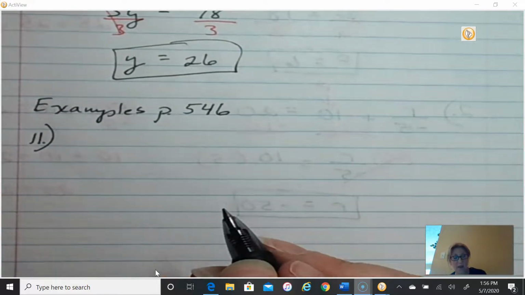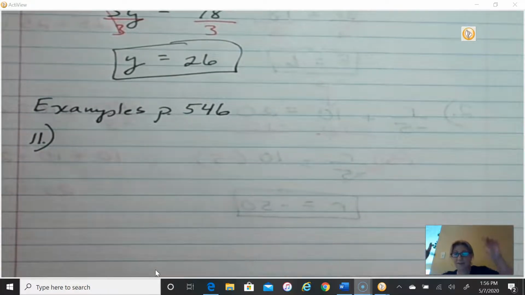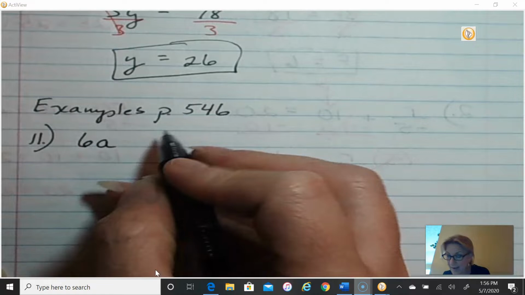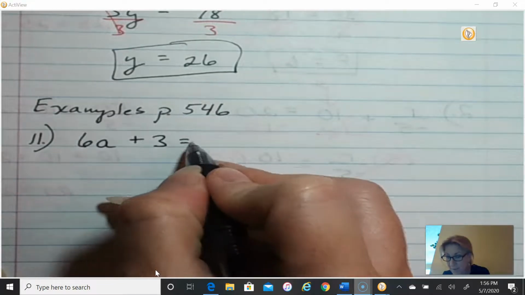11. Let's go. I'm only going to do 4 more problems, and I'm setting you free because I've already done 4. I'm about to do 4 more. That's 8. You are good to go. 6a plus 3 equals 15.